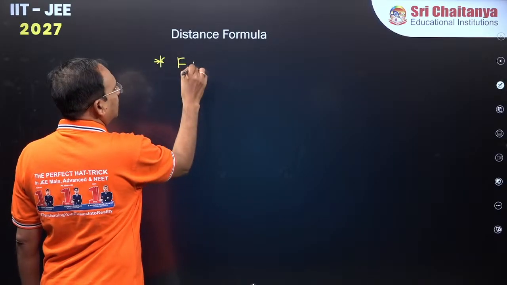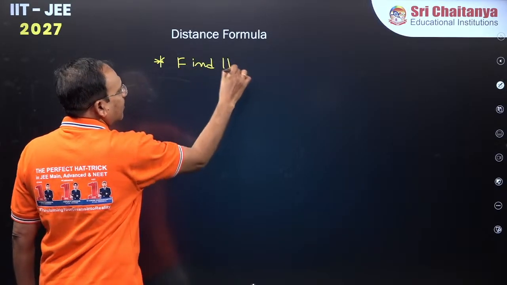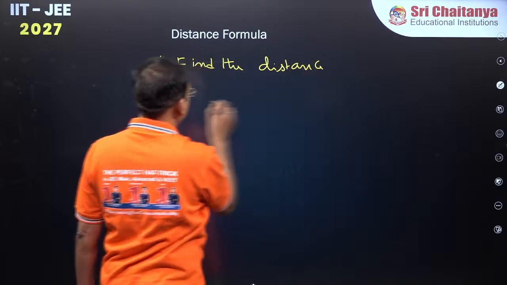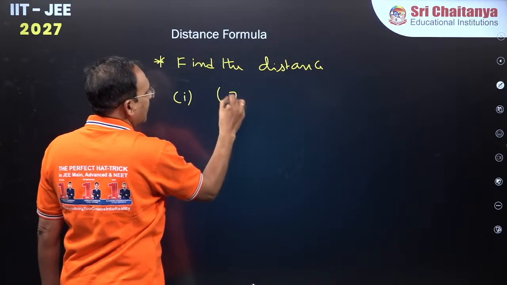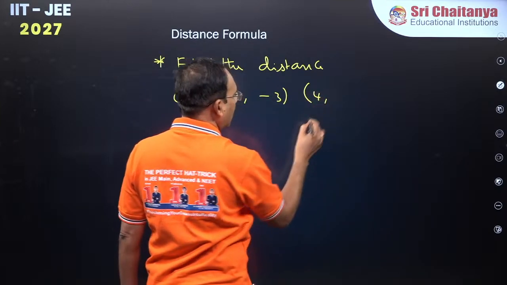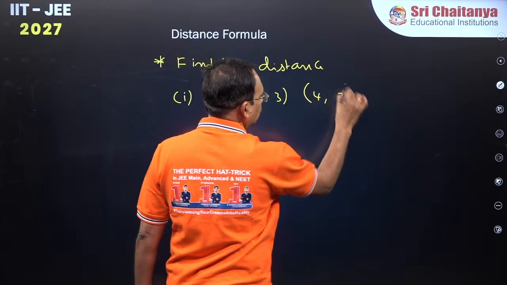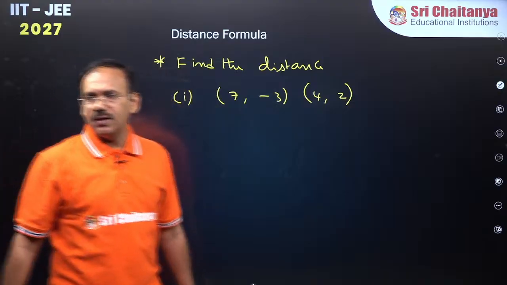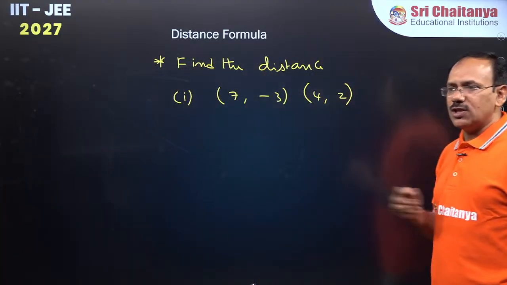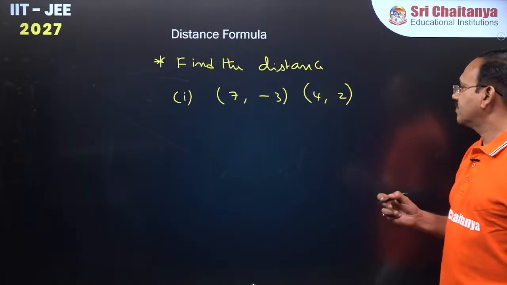Find the distance between the points (7, minus 3) and (4, 2). Come on, all of you try, quick. Find the distance, everyone. Please try. The distance between these 2 points.